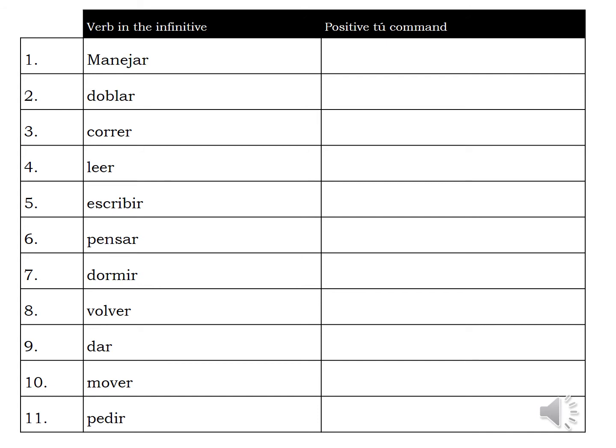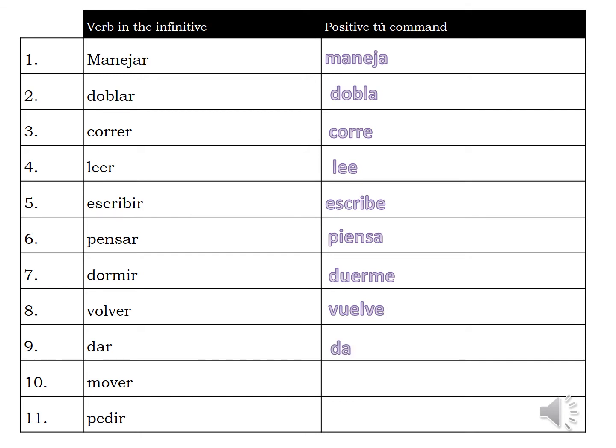The command forms of these verbs are maneja, drive; dobla, turn; corre, run; lee, read; escribe, write; piensa, think; duerme, sleep; vuelve, return; da, give; mueve, move; pide, ask for.